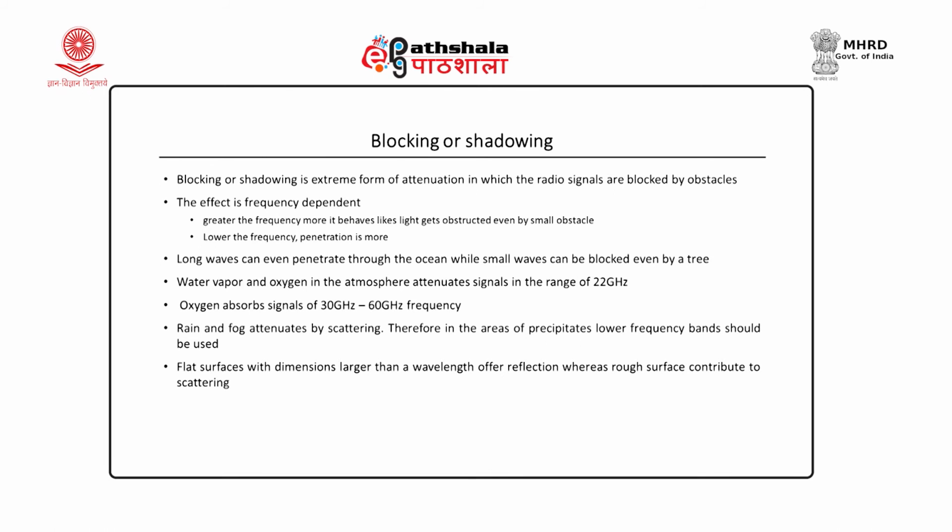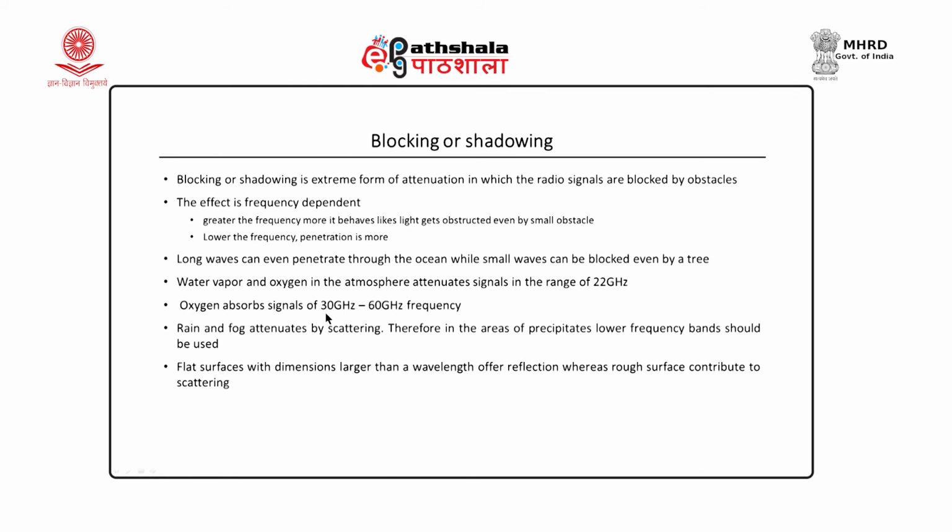Therefore, long waves can even penetrate through the oceans and are used for submarine communication, while small waves like the infrared, the visible or the microwaves can even be blocked by a tree. Now, a tree is a very big object actually. They can be blocked by the atmosphere also, by the oxygen, the rain, fog, everything. If I talk about a signal of frequency 22 gigahertz, even the water vapor and the oxygen in the atmosphere will attenuate the signal.